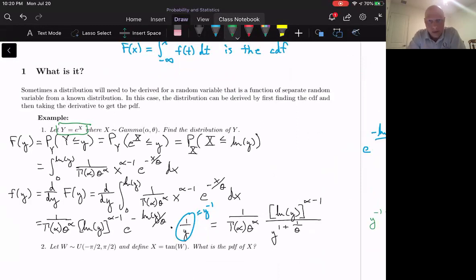At its smallest, what will y be? 1. And that's when x is 0, so e to the 0 is 1. And at its largest? Infinity. As x goes to infinity, e to the infinity is infinity. Yep, so the support here is y goes from 1 to infinity.